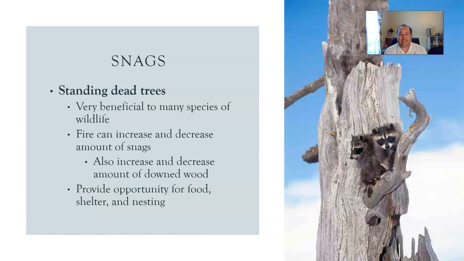So let's talk about snags, because snags are extremely beneficial to wildlife. A snag is just a standing dead tree, as you can see in this picture with these raccoons here on the right. They're very beneficial to many species of wildlife. Fire can both create more snags and burn down the snags that were there. Also in terms of downed wood, right? If the fire burns the snag down, now we've increased the downed wood on the ground, but fire might have also come through and burned off the downed wood on the ground. So it's another one of those positives and negatives with fire.